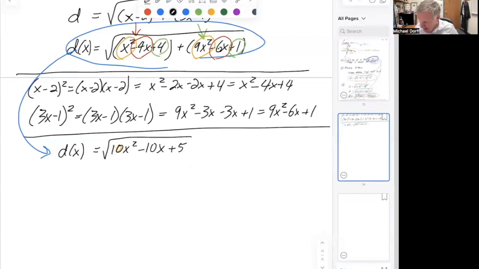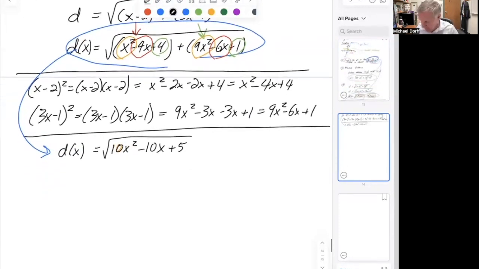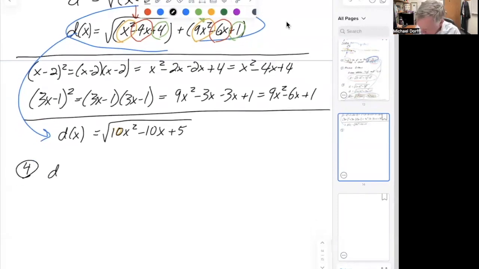We've got my function. And now we can do the second derivative test on it. So now we're at step 4. Function d of x, which equals the square root of x squared minus 10x plus 5.